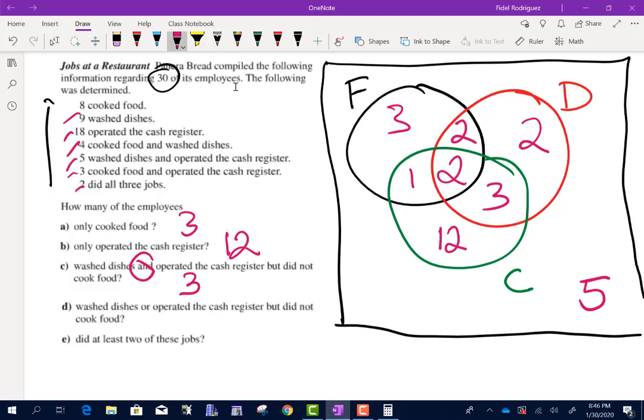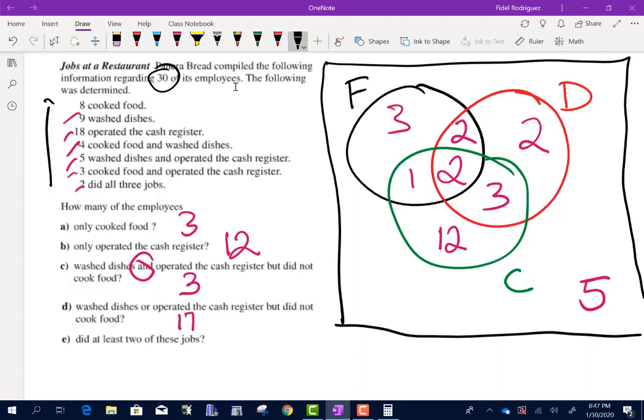Okay. Now part D says wash dishes or operated the cash register, but did not cook food. So here's wash dishes. That's this red circle. Okay. Here's the cash register. That's this green circle. We want everybody in those 2 circles, but we don't want the ones that cooked food. We don't want these guys here. So 12 and 3 is 15, and 2 more would give me 17.